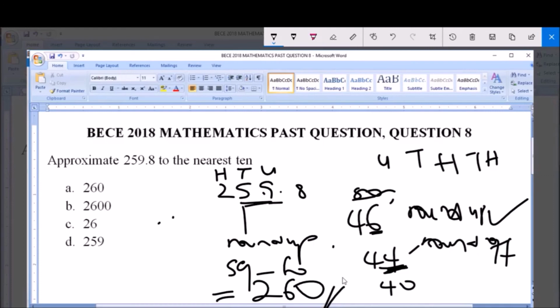The answer is 260. Now let's check our options. Which of these options corresponds to our answer? A says 260, which is correct. B says 2600. No, we're not dealing with thousands here. It's wrong. C says 26, wrong. And D says 259, wrong. So our answer is A, 260.